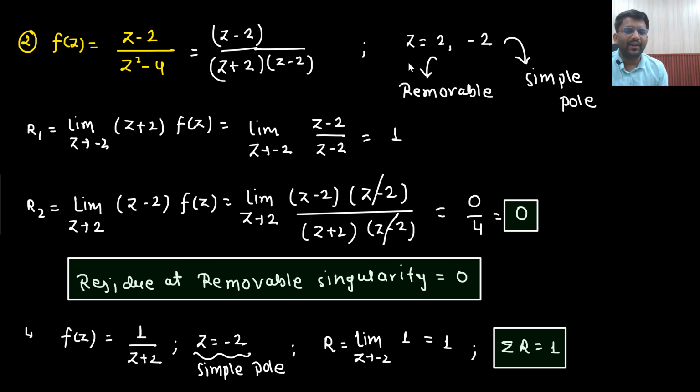Sum of residue will depend on what kind of singularities you are having. If a simple pole is there, then you will have to find the residue for the simple pole. But for the removable singularity, you don't need to find the residue. You already know that, sir, residue for the removable singularity will come out to be 0 only. Is that clear or not?